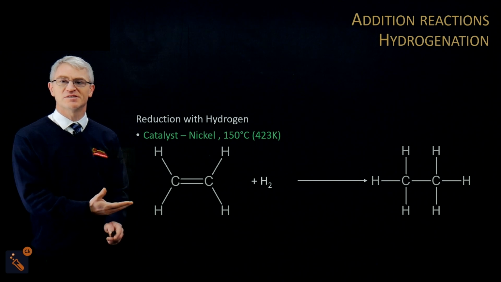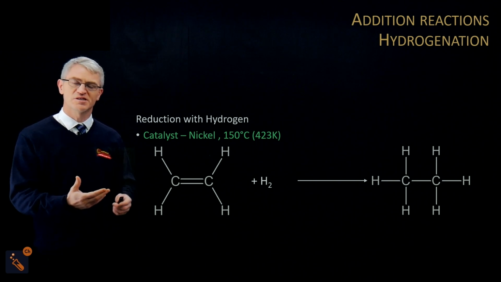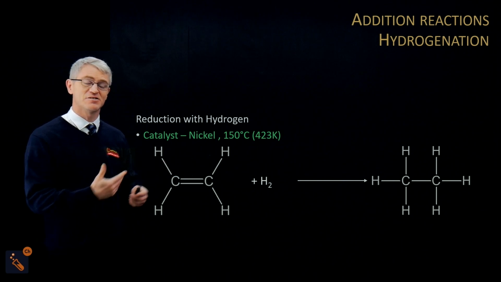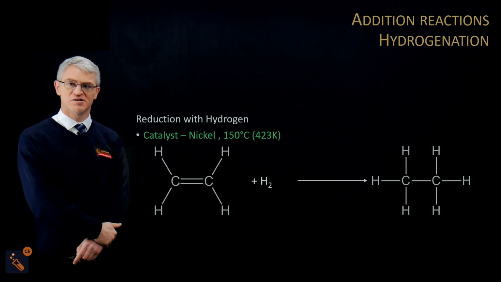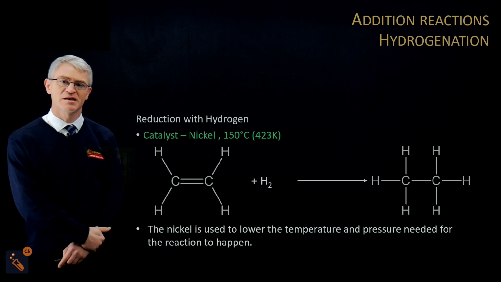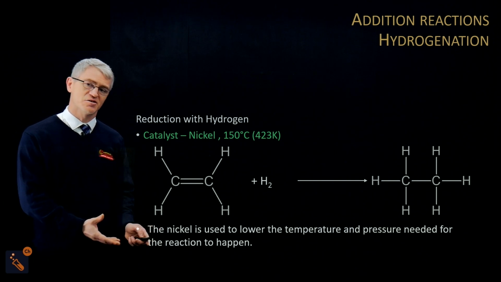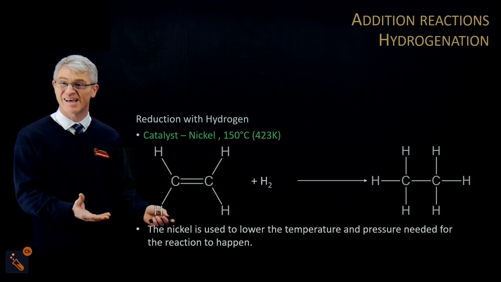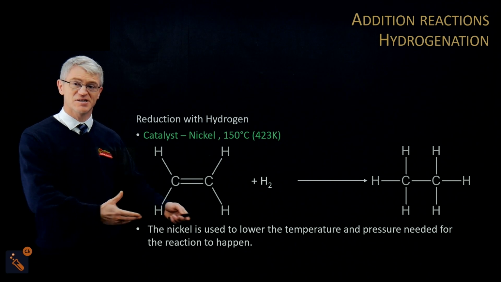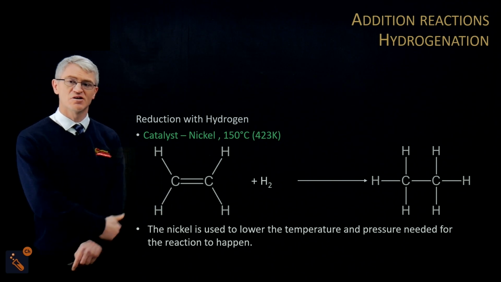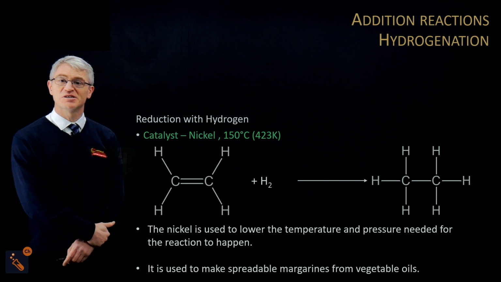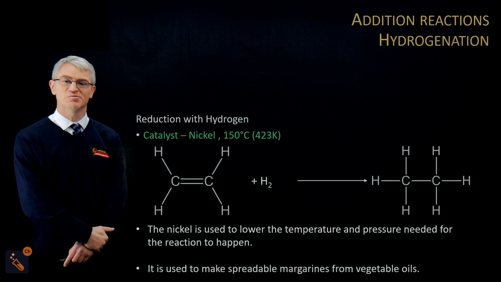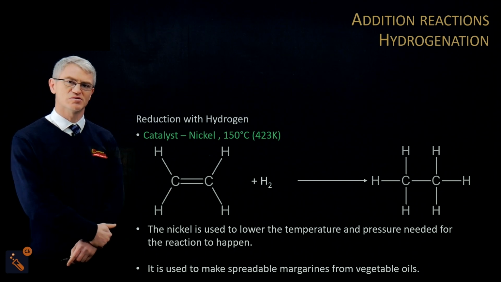So really important when it comes to the exam, what is the common property of transition elements that makes them useful as catalysts? That is usually because they can change oxidation numbers. Now nickel in this example is used to lower the temperature and pressure needed for the reaction to happen, which means it saves energy and it saves electricity and therefore lowers cost. But it can also be used, and has been, to make spreadable margarines from vegetable oils. So you hydrogenate the vegetable oils.